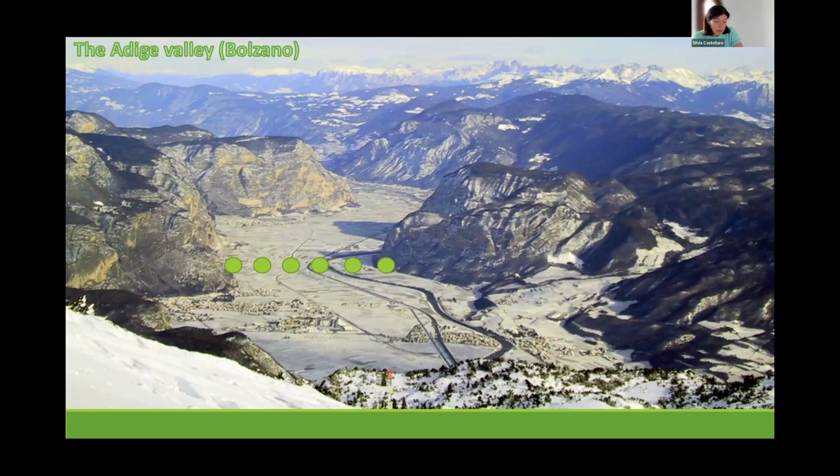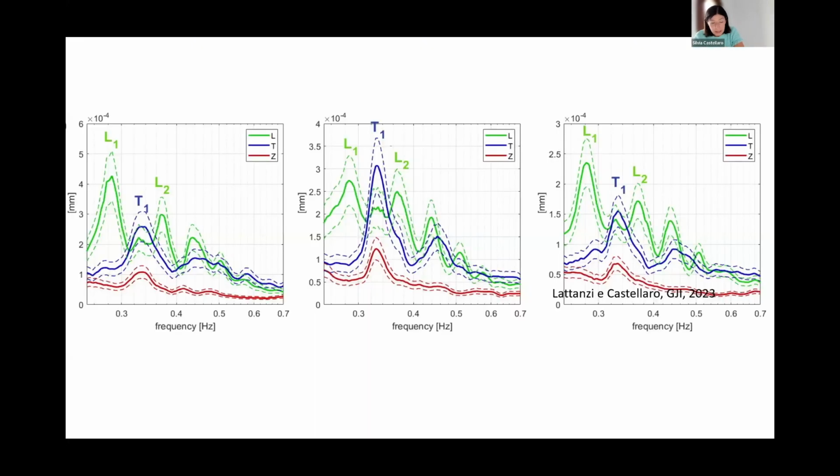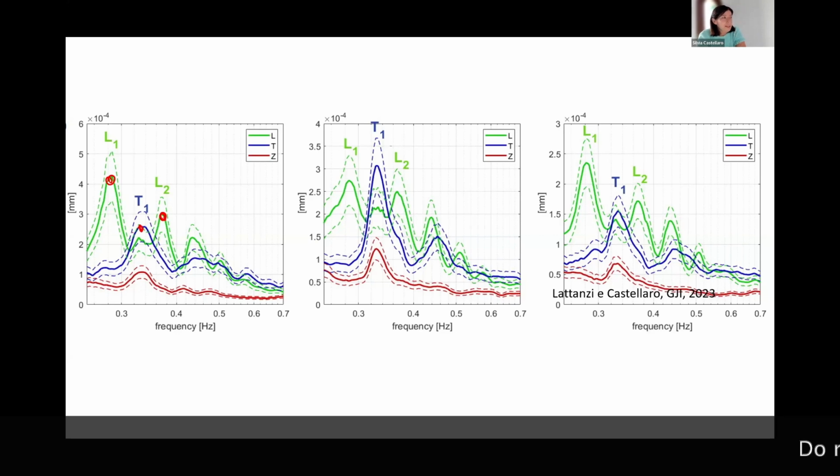I move quickly to another case, again in the Alps. This is the wonderful Bolzano Basin, the Adige River Basin, which is the second longest river in Italy. Also in this case, we managed to see gorgeous resonances in the individual spectra. These are absolutely wonderful. They are absolutely stable, and wherever you measure them, they are wonderful to see.